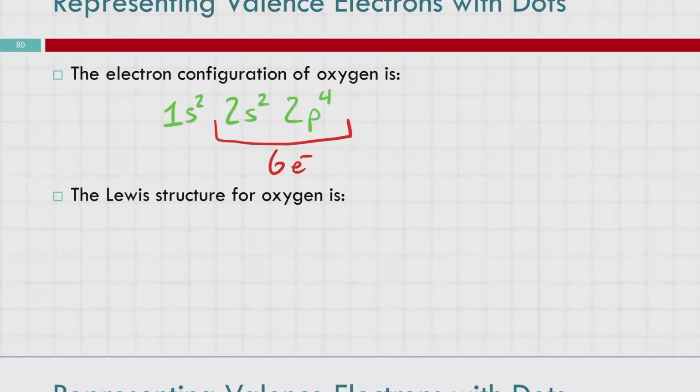Okay, so the Lewis structure for oxygen, we've got the oxygen symbol in the middle, and we have to put 6 electrons around our symbol for oxygen. We put them in the 4 cardinal directions, north, south, east, west, and then we can pair them up after we've gotten 1 dot in each of our 4 directions. So it might look something like this. 1 dot equals 1 electron.